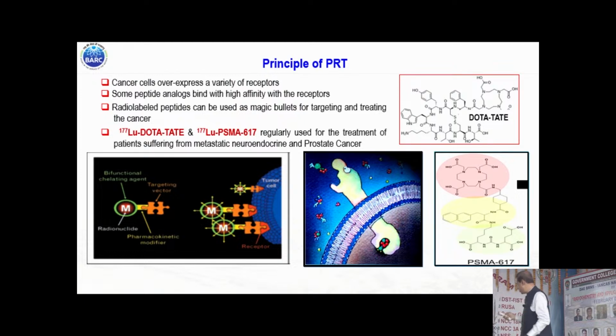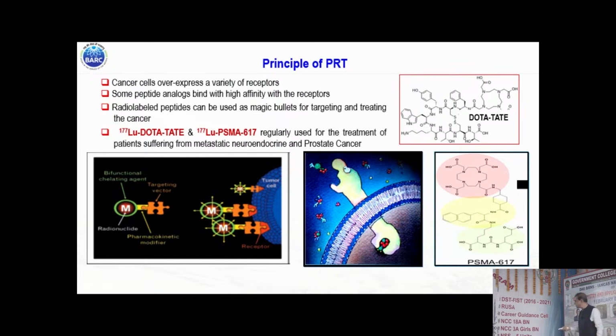So, what we do is that we radiolabel those peptides with the radioisotopes. What will happen? This peptide has an inherent tendency to go towards the receptors. By that process it will carry the radioisotope to the target cell. Here I have shown a cartoon.